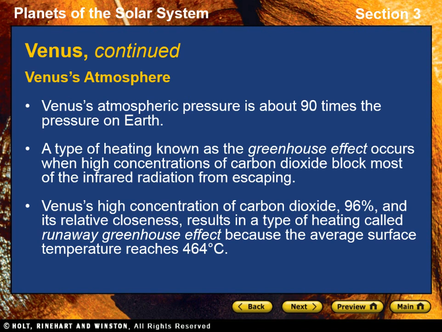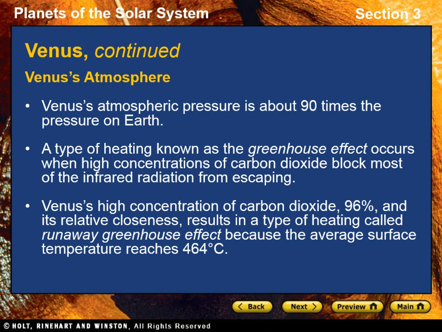Venus's atmosphere. The biggest difference between Earth and Venus is Venus's atmosphere. Venus's atmospheric pressure is about 90 times the pressure on Earth. The high concentration of carbon dioxide in Venus's atmosphere and Venus's relative closeness to the Sun have a strong influence on the surface temperatures. Venus's atmosphere is about 96% carbon dioxide.